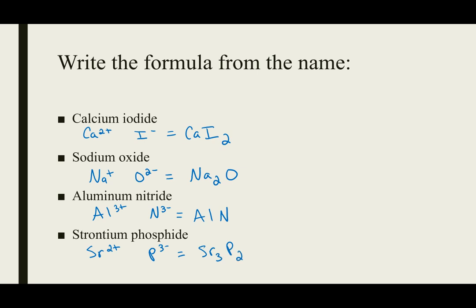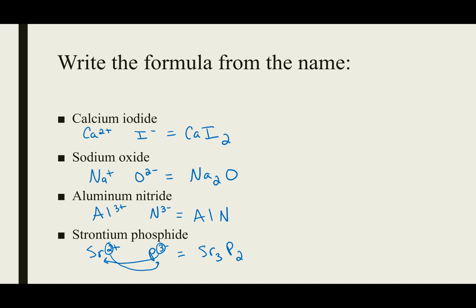Sr3P2. So you might have noticed there's something called the crisscross method, and I don't teach it because it can mess you up sometimes, and I'll show you an example of that in a second. But if you just take the charges, the numerical values, not the positive or negative, of the ions and switch them, most of the time that will lead you to the correct formula.